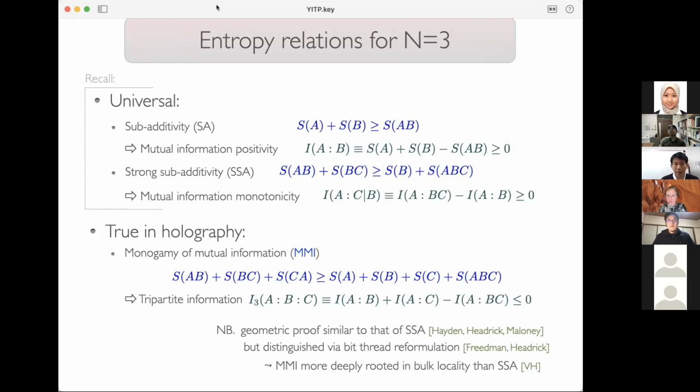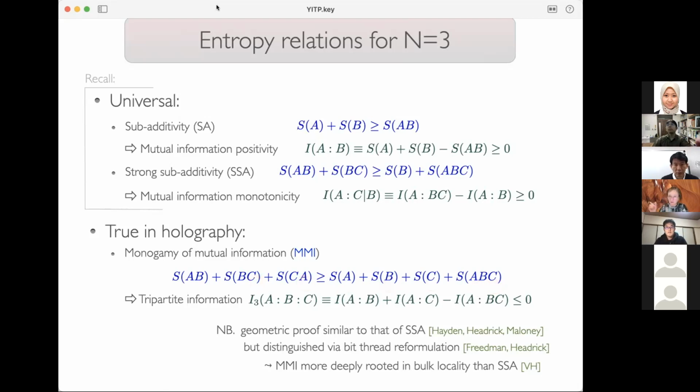We have now described the holographic entropy cone up to 3 parties, and it's described by saying that it's all these entropies. So there's entropy for A, B, C, AB, BC, AC, and ABC.